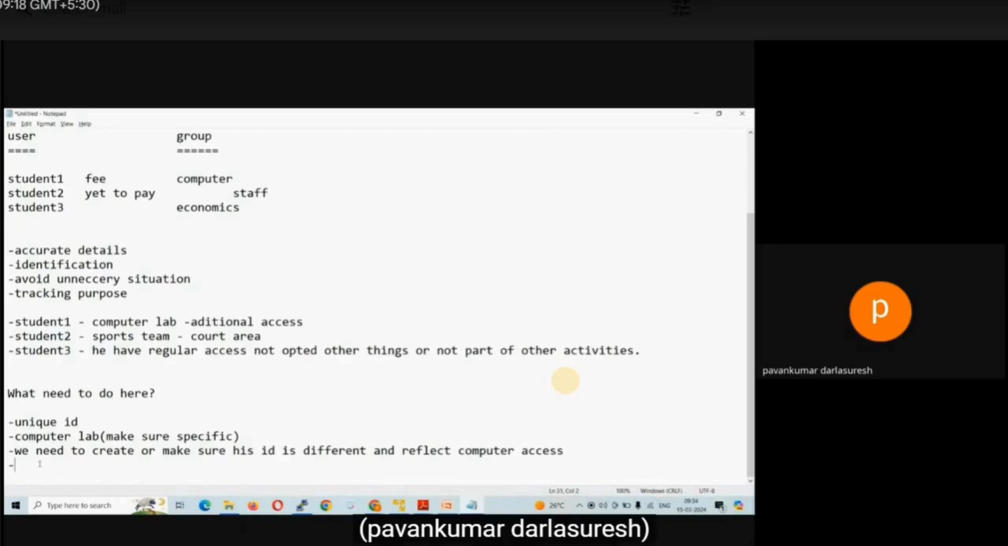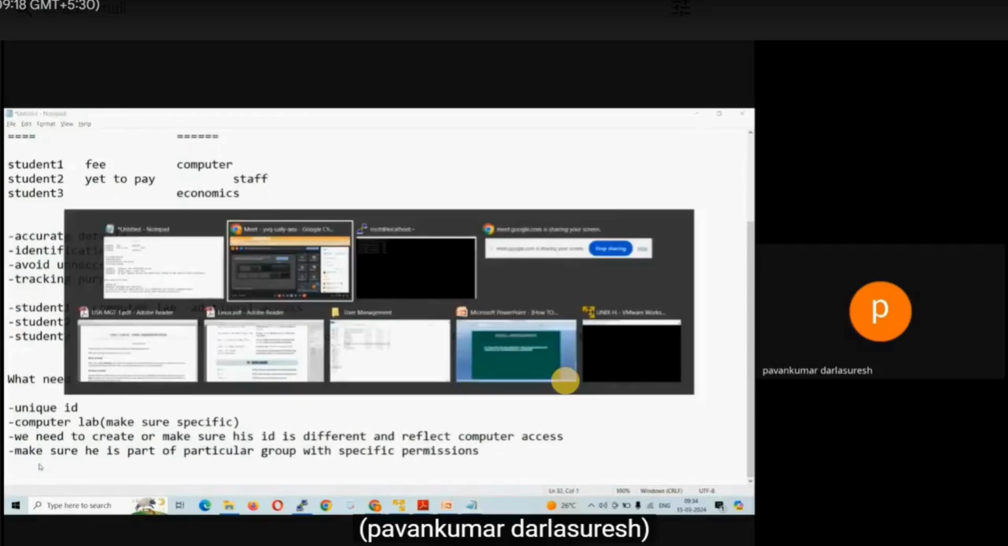Any other thing we can do? So one thing we need to make sure: he is a part of a particular group with specific permissions.